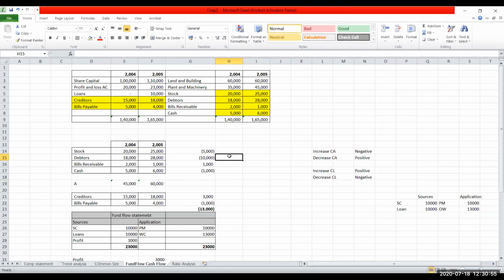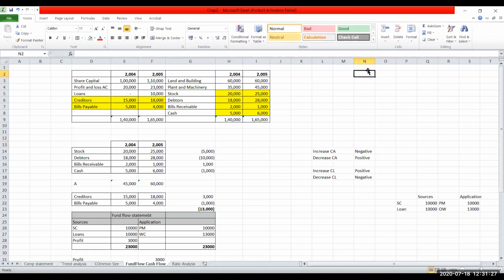So here, what is happening: I was talking about fund flow and cash flow. In fund flow, we are not only taking cash, we are also taking other current assets. That's what we have done in the schedule of changes in working capital. But in cash flow, we concentrate only on cash. You have the beginning balance and you have the ending balance. With the indirect method, we start from the profit.